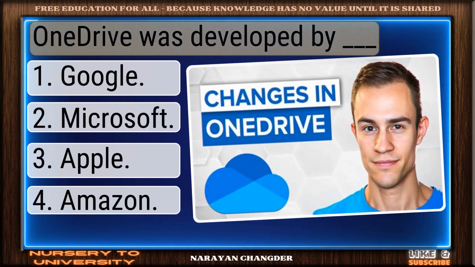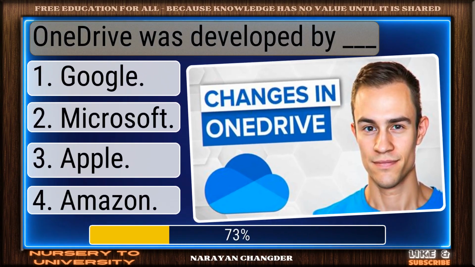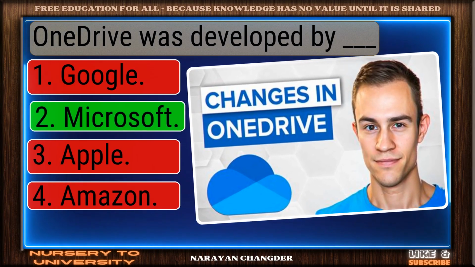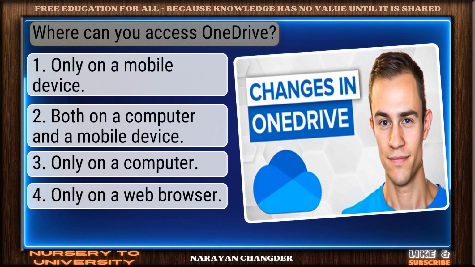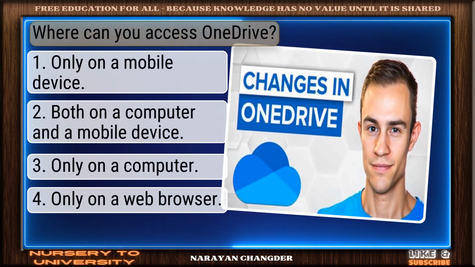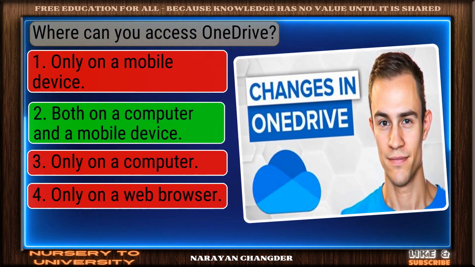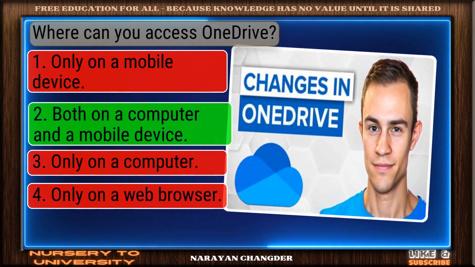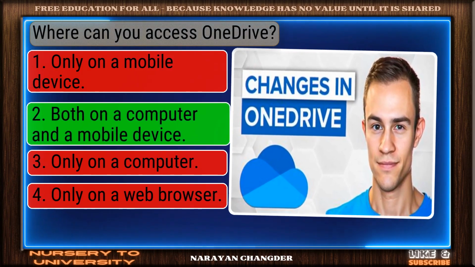Question number 75. OneDrive was developed by dash. Nice work. You chose Microsoft and it is correct. Question number 76. Where can you access OneDrive? You're right. Both on a computer and a mobile device is the correct answer.